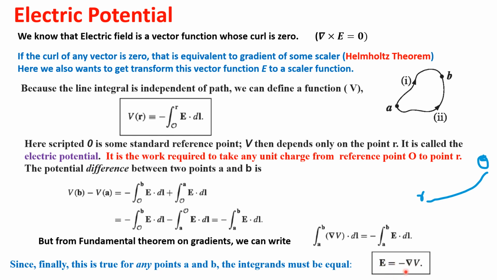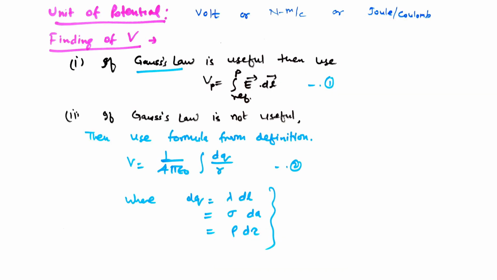We can relate the electric field and electric potential. Potential is defined as the potential difference between two points, V_B minus V_A, equal to minus the integral from A to B of E dot dl. The unit of potential is volt, or newton meter per coulomb, or joule per coulomb. When we want to get the potential V, if Gauss's law is useful, then it is easy to find E, and then we take E dot dl, and the potential is the integral from some reference point to P of E dot dl.